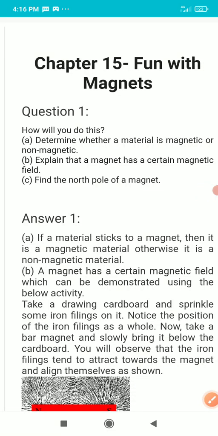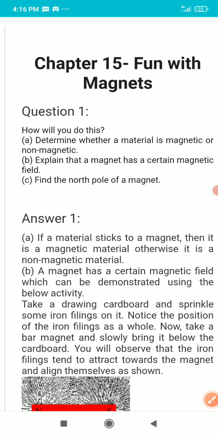So today we are studying chapter 15 of science, fun with magnets. In previous chapters we saw about science chapters, and now we are looking at chapter 15, fun with magnets.